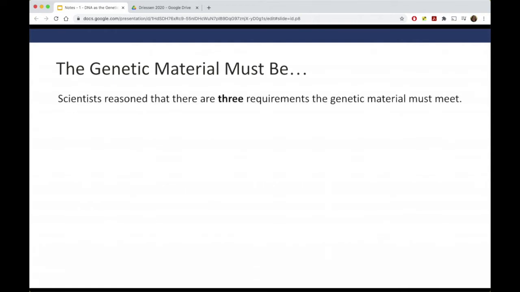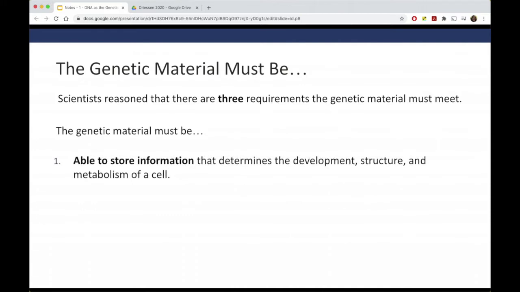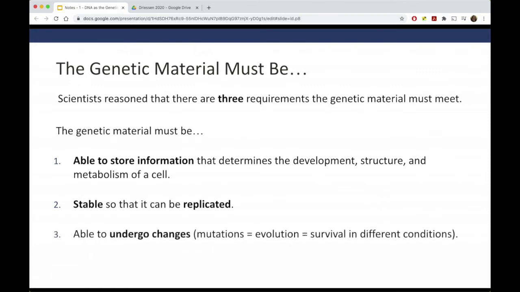So scientists reasoned that there are three requirements that genetic material must meet. Whatever the genetic molecule is, it must be able to store information that can determine the development, structure, and metabolism of a cell. They also posited that it needs to be stable so that the molecule can be replicated for the process of cell division. And lastly, they reasoned that the molecule must be able to undergo changes over time, because as changes occur, which are called mutations, that essentially allows for evolution and survival in different conditions.